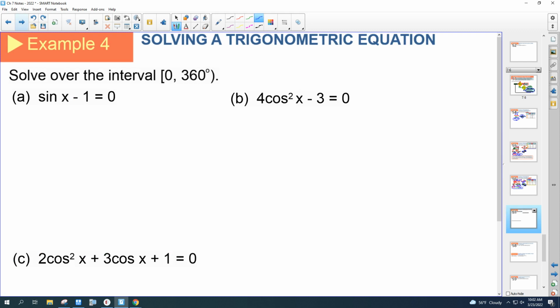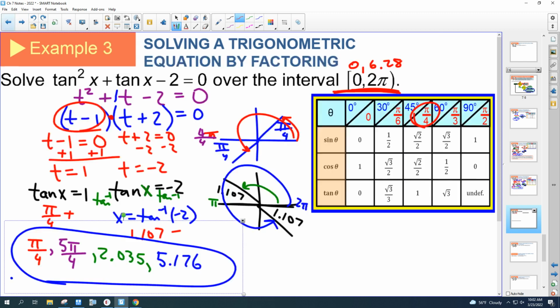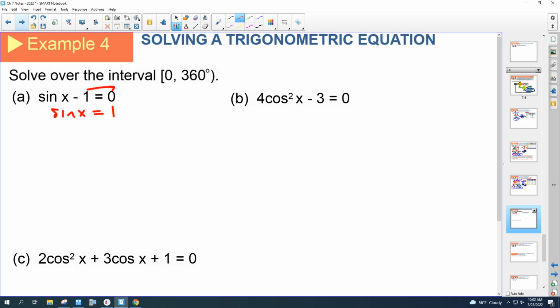All right, number 4. These are problems that you technically should be able to do. They're kind of like self-check problems. But when I look at this problem, 4a, I see one variable I can isolate. I'm going to add the 1 over, so it says sine x equals 1. You look at your chart. We have the chart over here. That's going to be a 90 degree angle.